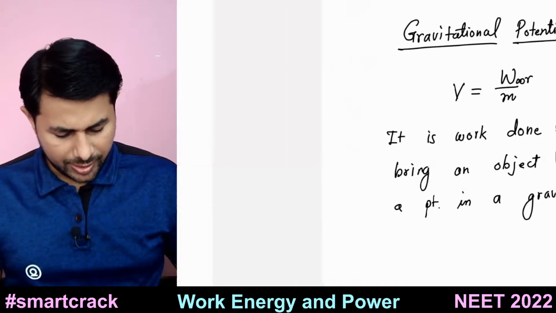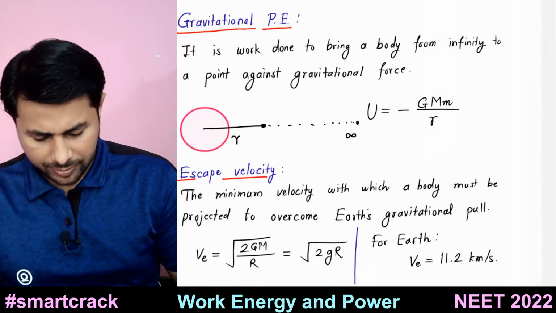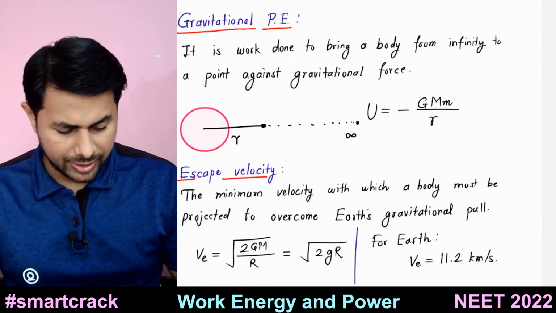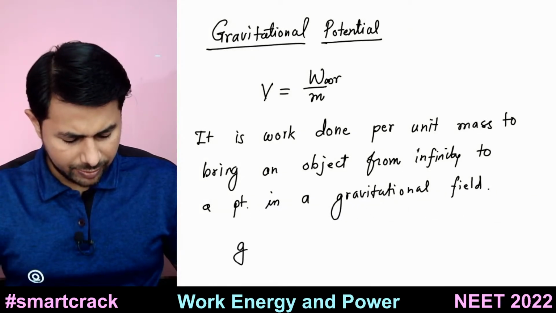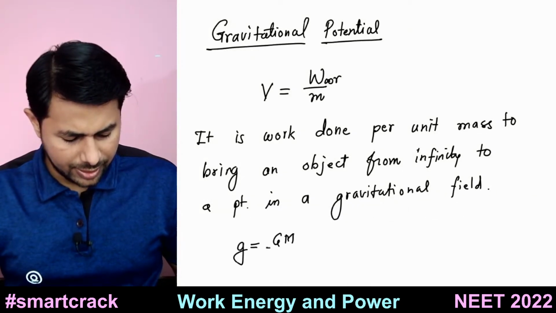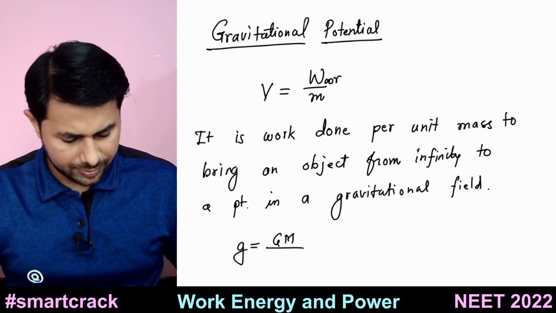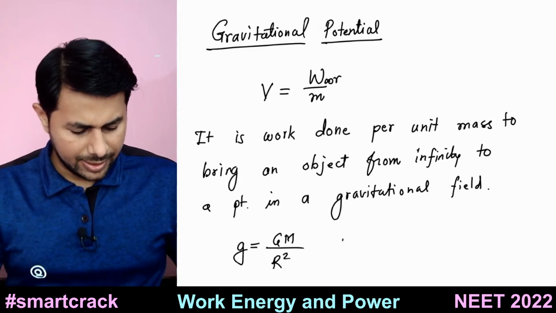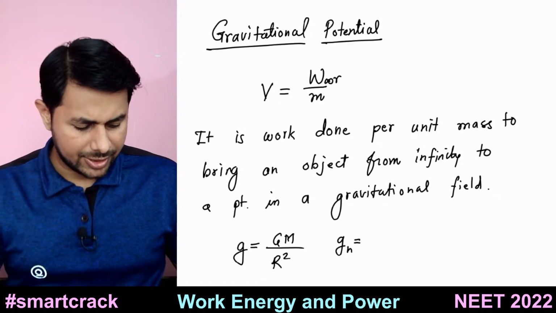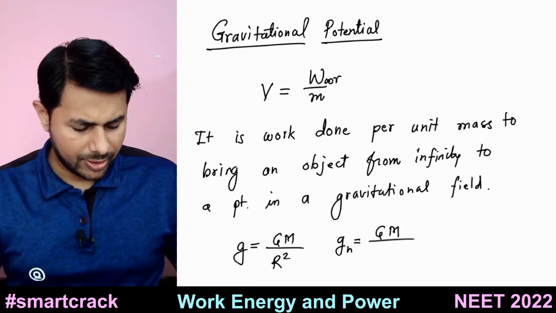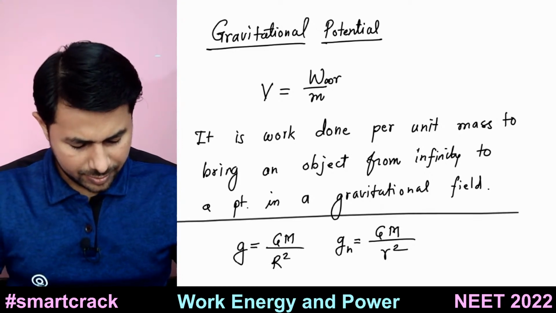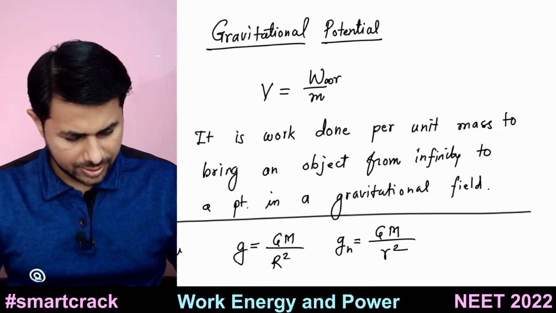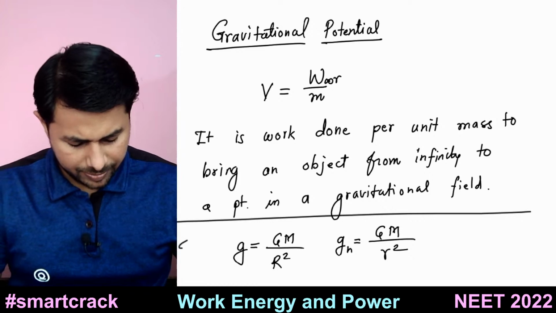We need to remember a trick in order to solve problems related to gravity, and that trick is, see, g is equal to GM over R square, and acceleration due to gravity at height h is equal to GM upon small r square, right? So this is a trick that we need to remember.